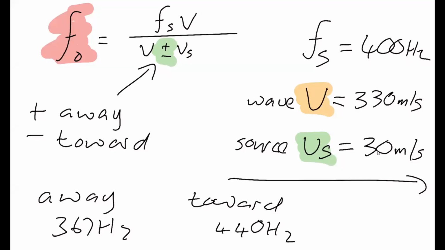Cool, so if you just use the equation, when it's going away from you, you're going to get 367. And when it's going towards you, you're going to get 440. And it makes sense because when it's going away from you, you're going to hear a lower frequency, and when it's coming towards you, you're going to hear a higher frequency. But do you notice that the change is not exactly the same? Do you notice that based on the 400, the increase in the one direction is not the same as the decrease in the other direction? Do you see that?